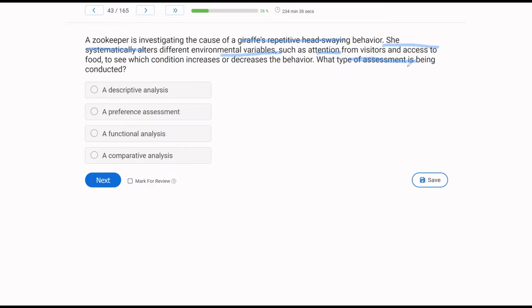What does that sound like to you? If we have these conditions where we are altering functions, right? Altering consequences of attention and tangibles and escape. To me, it sounds like a functional analysis.